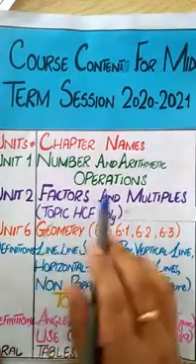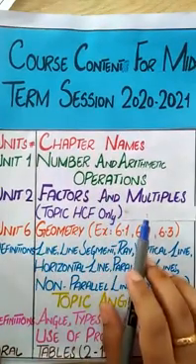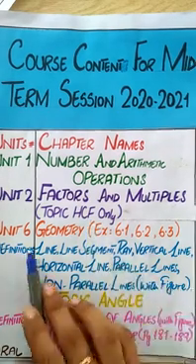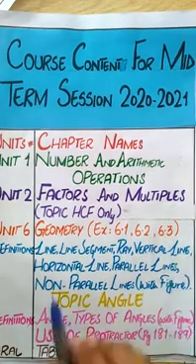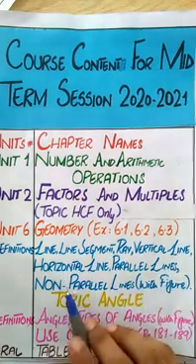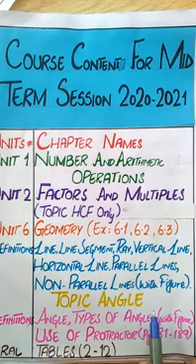Units are Unit 1, Numbers and Arithmetic Operations. Unit 2, Factors and Multiples. In this chapter, we thought about the HCF topic. Unit 6, Geometry. Exercise 6.1, 6.2, 6.3 with the definitions of line, line segment, ray, vertical line, horizontal line, parallel lines, non-parallel lines with figures.